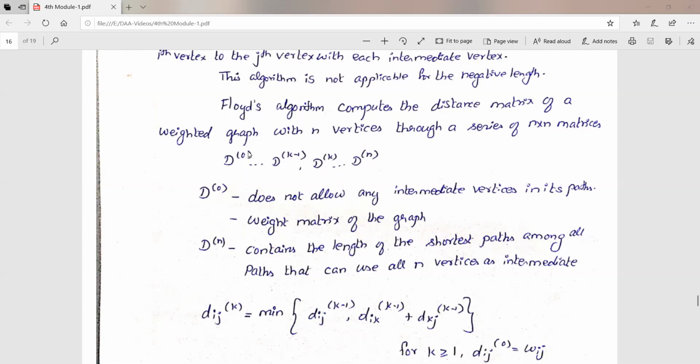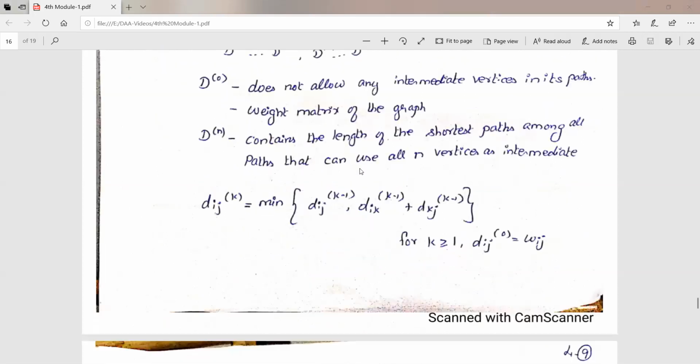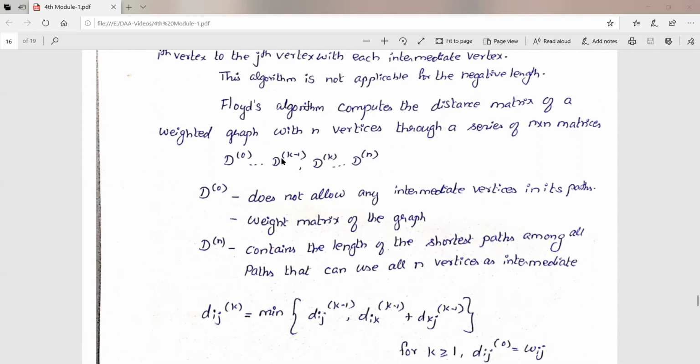So here D of 0 will be the distance matrix, where we are not considering any intermediate vertex. D of n contains the length of the shortest path among all paths that can use all n vertices as intermediate. That means this will be the output of Floyd's algorithm. In between, we have to consider all the intermediate vertices, starting from the beginning.